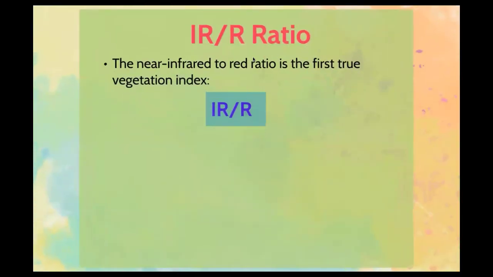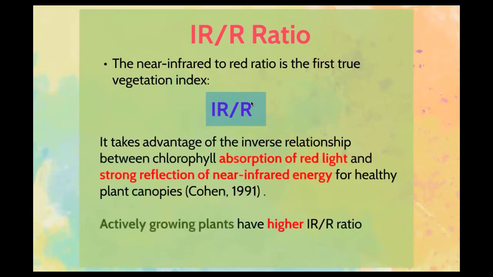So first of all, for the IR and R ratio, it's very simple. It's just a simple division. You divide the cell value from your infrared band by the cell value on the red band. And this will roughly represent the amount of vegetation in a particular area, or even no vegetation.